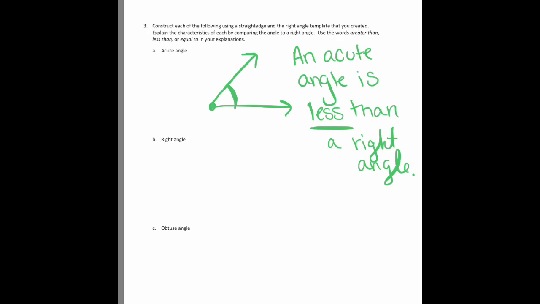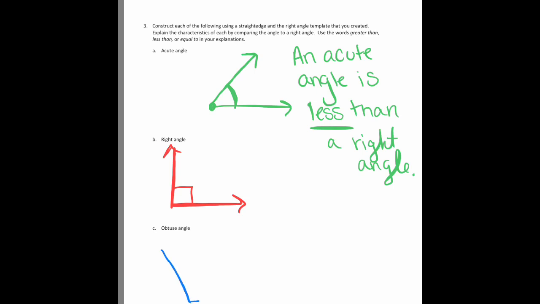Okay, for the right angle, that's just going to be anything that's exactly 90 degrees. So I'm going to do my best right here. You could use a corner of a piece of paper again if you don't have your template with you. And a right angle is equal to a right angle. It's equal to 90 degrees.